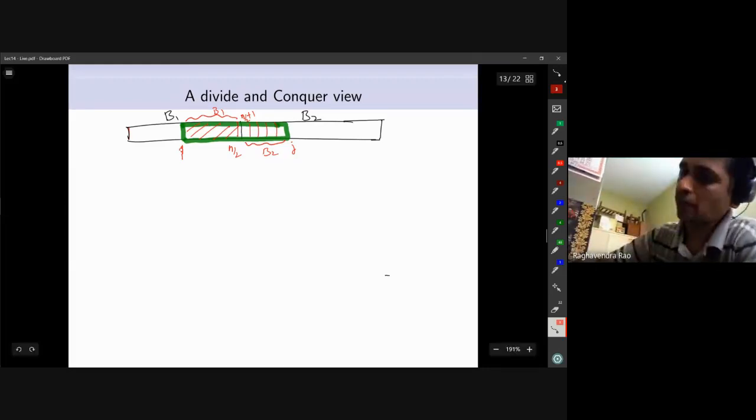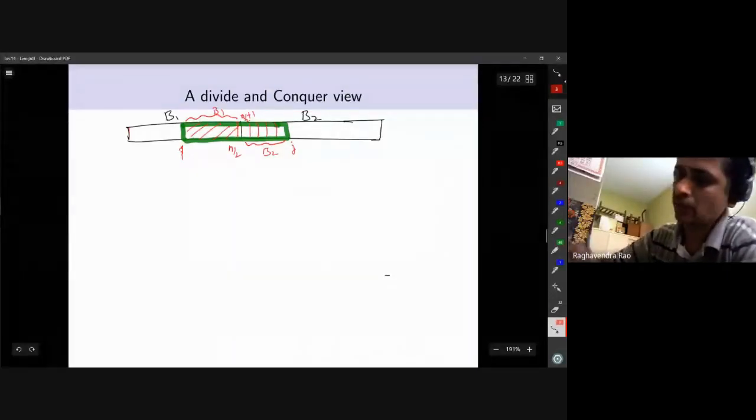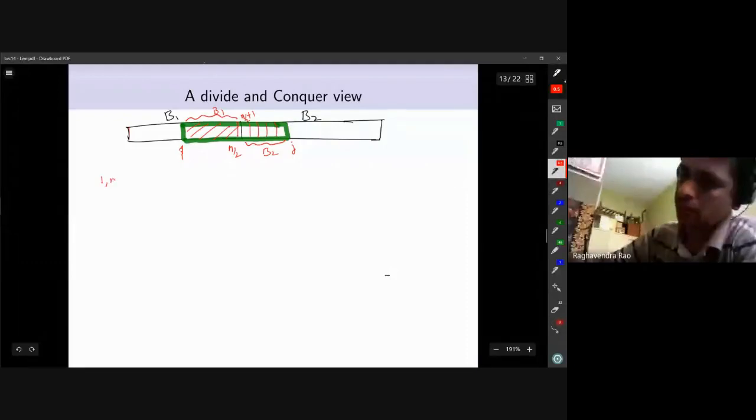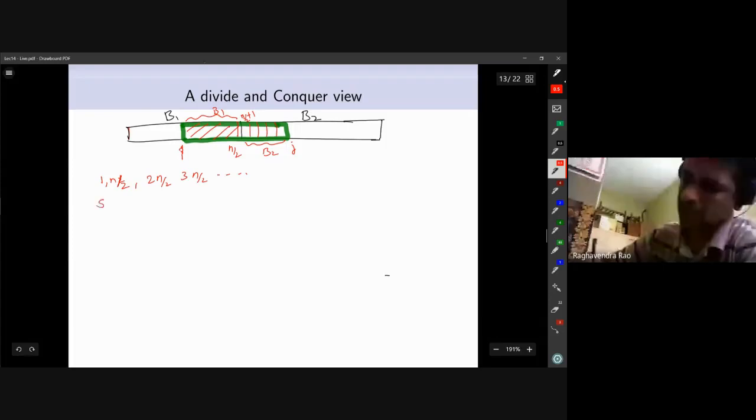See what are the possible arrays? So the possible arrays here in B1, the interesting ones are basically 1 to n by 2, 2 to n by 2, 3 to n by 2, etc. Okay, that is S1, n by 2. I'm sorry, S1 n by 2, S2 n by 2, S3 n by 2, etc., up to S n by 2 minus 1 n by 2.